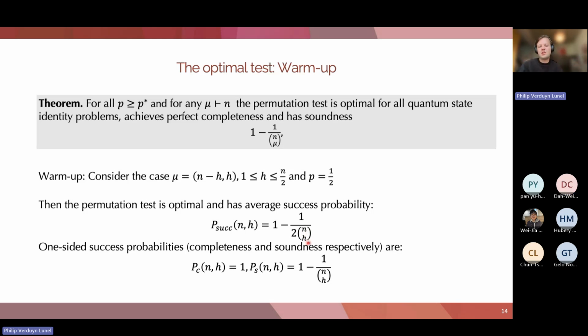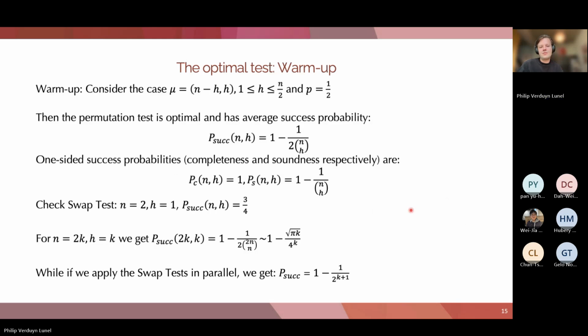When mu consists of a partition of two things, this just becomes the binomial, and choose h. So the case I was describing before, the swap test, the well-known case: your total input is going to be 2, so n is equal to 2, and one state is going to be orthogonal to the other one. So h is going to be equal to 1, and you can see that the success probability for n equals 2 and h equals 1 is 1 minus 1 over 2 times 2 choose 1, so that's 1 over 4, so you get 3 over 4, which is exactly the success probability of the swap test in this 50-50 input case.